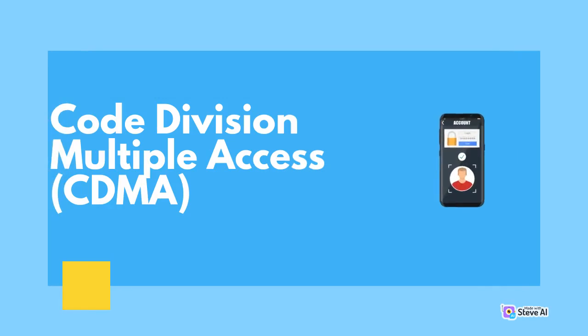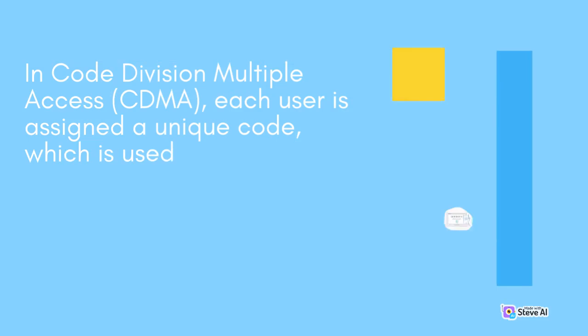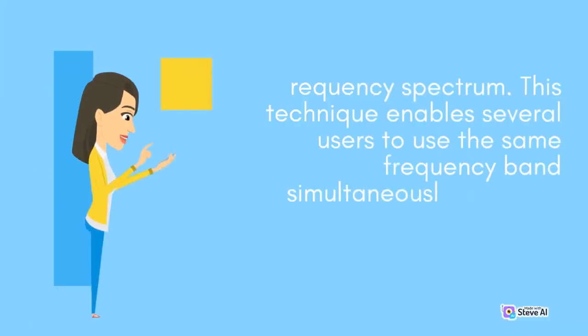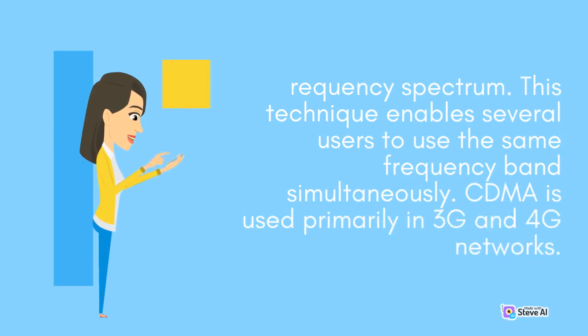Code division multiple access, CDMA. In code division multiple access, each user is assigned a unique code, which is used to modulate the data. The code is a sequence of bits that is used to spread the user's signal over a wide frequency spectrum. This technique enables several users to use the same frequency band simultaneously. CDMA is used primarily in 3G and 4G networks.